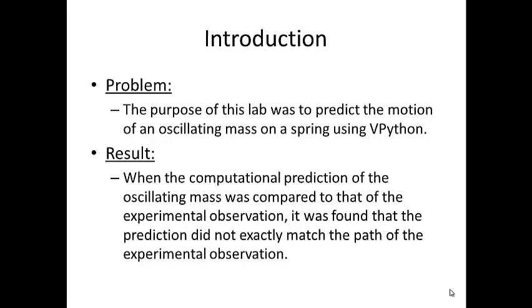The purpose of this experiment was to predict the motion of a mass oscillating on the end of a spring using VPython. After adding the necessary adjustments to the VPython code, the main result was that the computational prediction was able to match the general trends of the observed oscillating mass, but the experimental observations deviated from that of the predicted model.